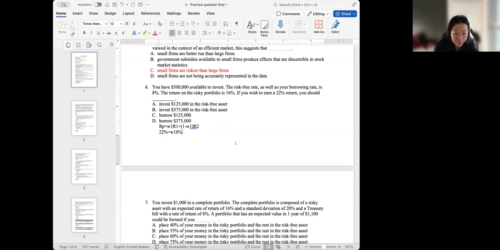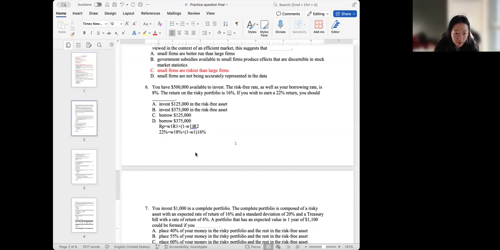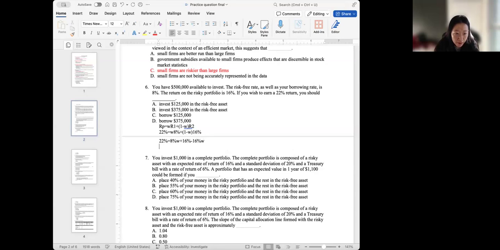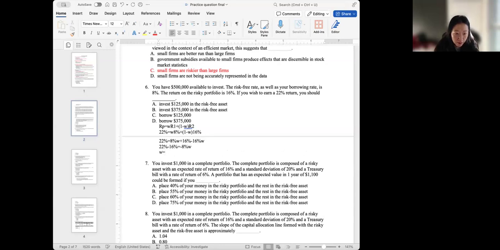So borrowing rate is 8% W plus 1 minus W times 16%. Now I need to solve this equation for W. I need to open up the bracket here: 8% W plus 16% minus 16% W. And I got 22% minus 16% equals negative 8% W. And I just need to rearrange it, so W, move it to the left-hand side.